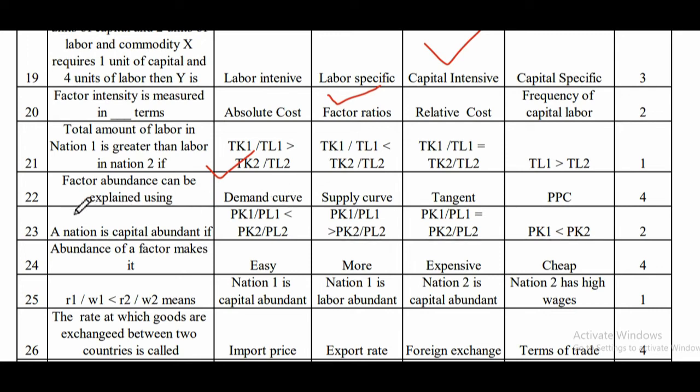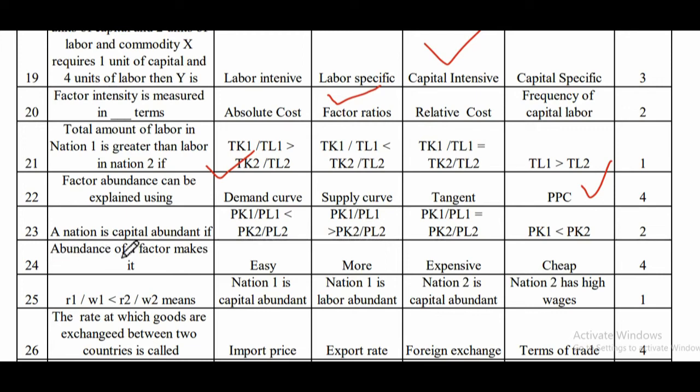Now the next one is MCQ number 22. The factor abundance can be explained using, option number 1 is the demand curve, option number 2 is the supply curve, option number 3 is a tangent, and option number 4 is PPC. So the correct answer is PPC.